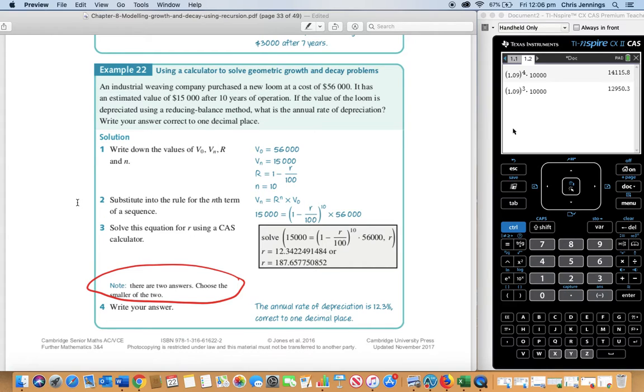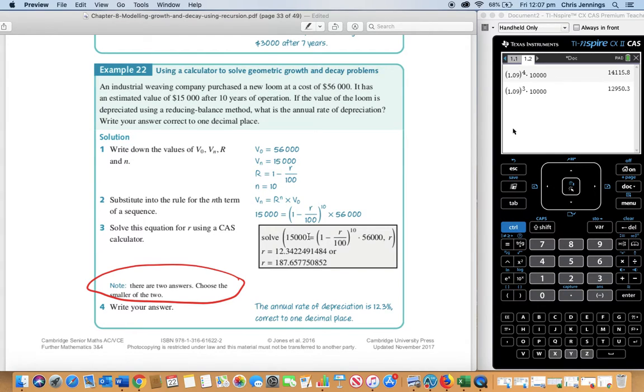Write your answer correct to 1 decimal place. So, we know what the starting amount is. We know what we want it to become. It's got an estimated value of $15,000 after 10 years of operation, so n is going to be 10. We're going to work out the rate, how much the rate's been going down by.